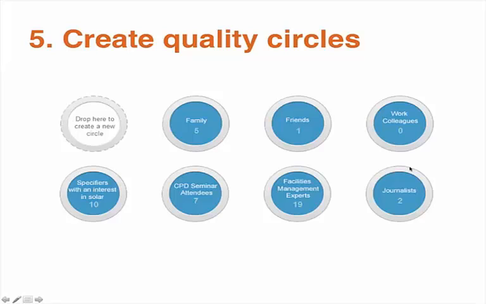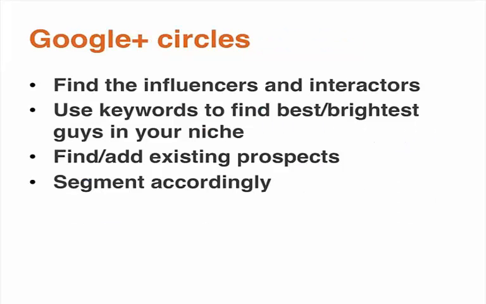But that's the beautiful thing, is that you can add your work colleagues to the circle, and then when you're creating and posting content in Google Plus, you can determine, hey, do I want to share that content with my work colleagues, or is this just something I'm sharing with my family and friends? It makes it very, very easy to segment how you're distributing that content. So really powerful feature of Google Plus, and I'm going to show you some examples here of why it's really, really powerful from a prospecting perspective. Okay, so Google Plus circles. The way that you can start to really take advantage of these is you want to find the influencers and interactors that are out there in your marketplace.